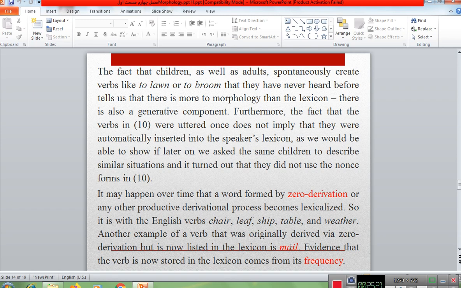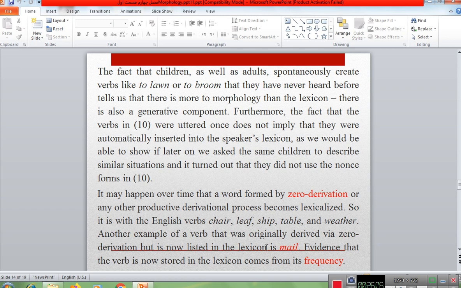Evidence that the verb is now stored in the lexicon comes from its frequency. This is the reason why we can save this word in our memory, the frequency of use of that word, as well as from the fact that its existence blocks the coining of a potential but non-occurring derived form, such as, for example, mailbox. We do not use this word, we just use mail instead of it, where to mail means to put in a mailbox in order to send to someone. So this is a kind of zero derivation process.